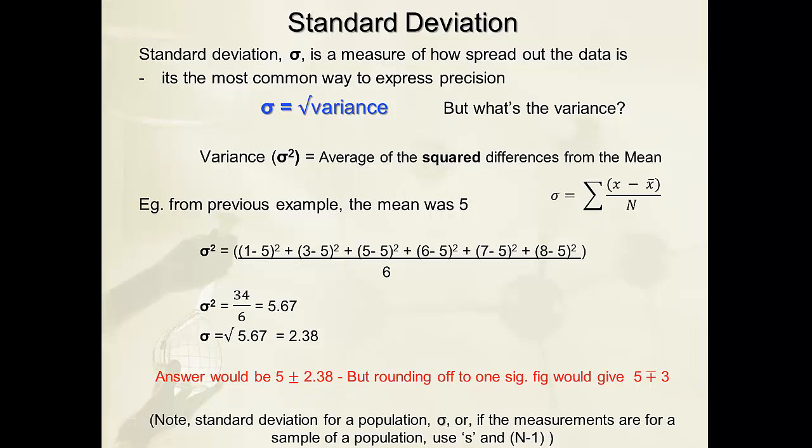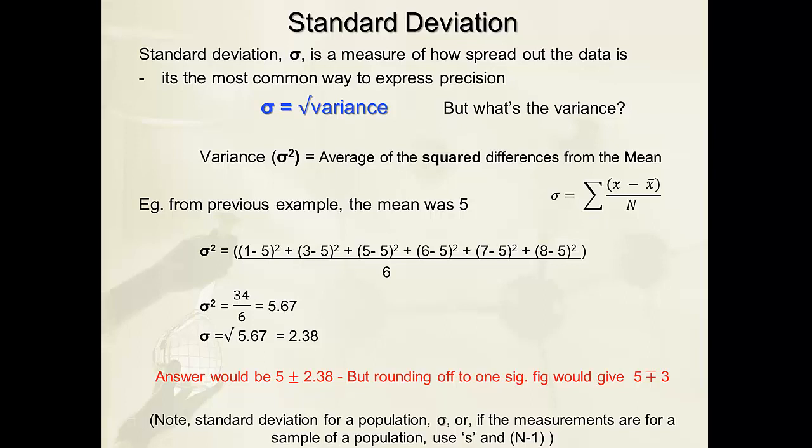What is standard deviation? Standard deviation is a measure of how spread out the data is. Okay, it's the most common way to express precision. And standard deviation can be defined as the square root of variance. Well, that's very useful, but what is variance? Variance is sometimes denoted as standard deviation squared, or sigma squared, that's a sigma. It's the average of the squared differences from the mean. So the average of the squared differences from the mean.